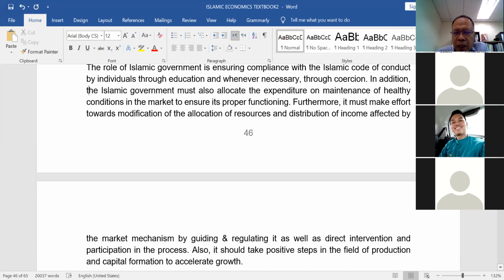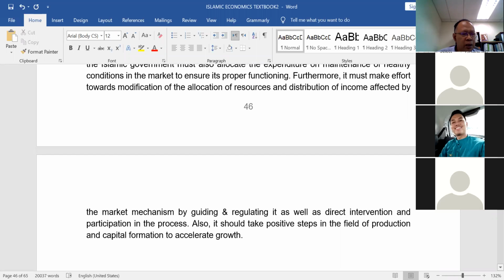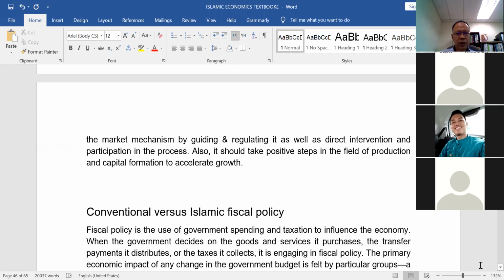So the Islamic government must make effort towards modification of the allocation of resources and distribution of income affected by the market mechanism by guiding and regulating as well as direct intervention and participation in the process of income distribution. Misalnya kutip zakat daripada orang kaya and then distribute kepada orang yang miskin. Also, it should take positive steps in the field of production and capital formation to accelerate growth.